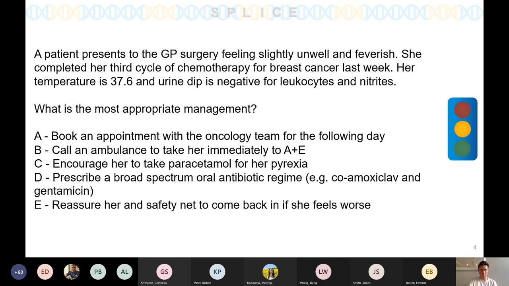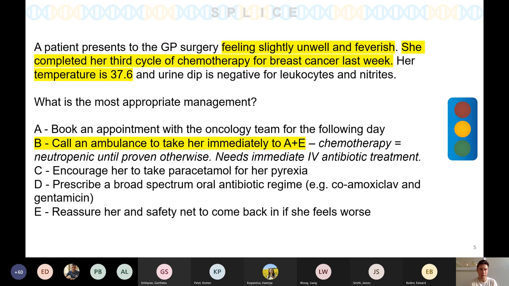Okay, yeah, very nice. What I was trying to get out at this point is that any person who's had chemotherapy is essentially considered neutropenic until proven otherwise, therefore needs immediate IV antibiotic therapy and so needs to go into hospital. Providing an oral antibiotic regime in GP isn't really good enough. They need to be seen and treated immediately.